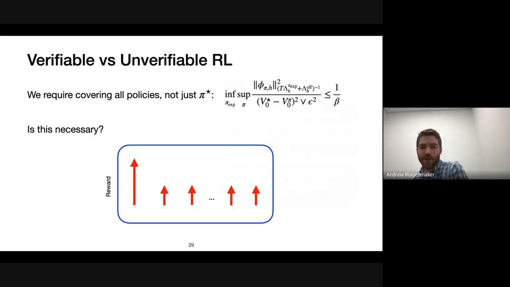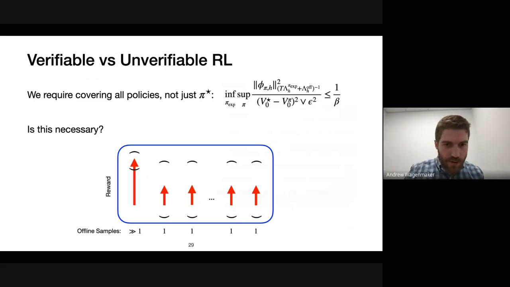Let's think about a really simple example of a multi-arm bandit. What I'm showing here, these arrows are the reward means. Let's say we have some amount of offline samples, and on the best arm we have a lot of samples, and on all the other arms we just have 1 sample. Now, if we construct our confidence intervals on these arms, the confidence interval on the best arm is quite small because we have all this data. The confidence intervals on all the other arms are relatively large.